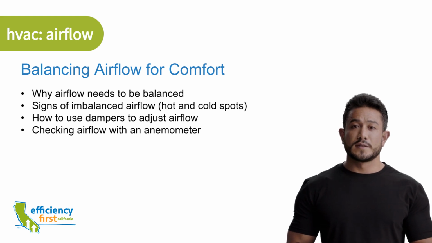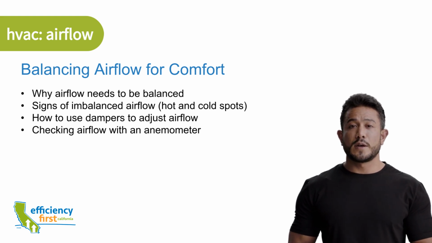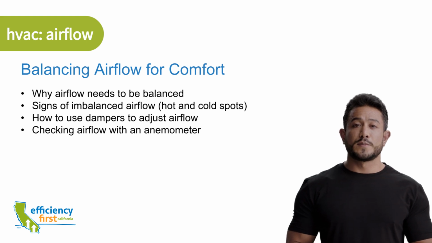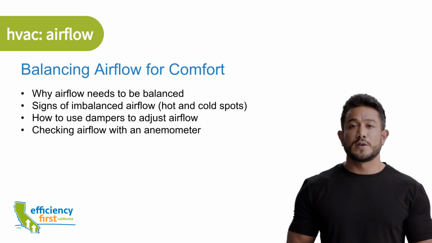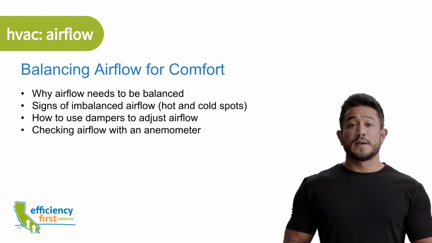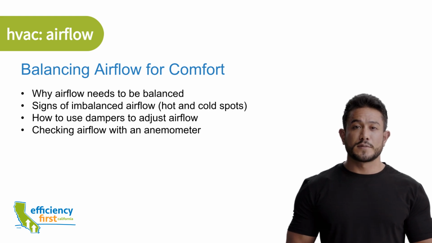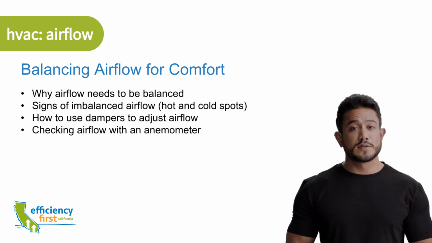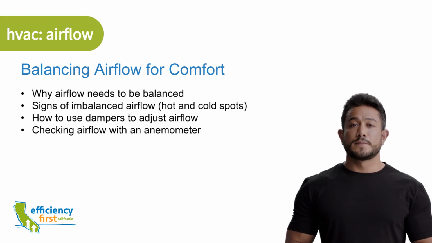To correct this, dampers installed in the ducts allow you to adjust airflow to specific rooms. Use a flow hood to measure airflow at each register and confirm that each room is receiving the proper amount. If they aren't, use the dampers to tune the system so that each space gets the right amount of airflow.